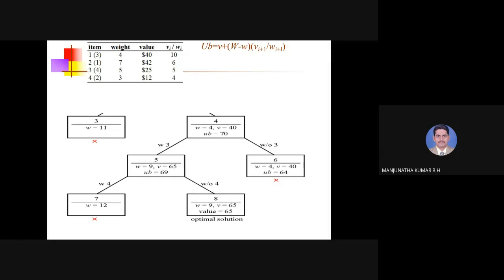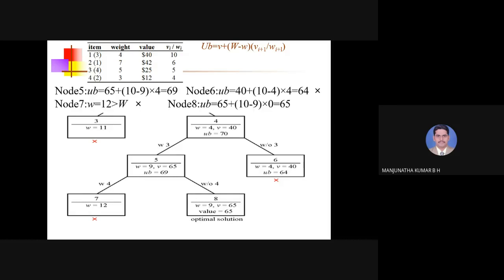So in node 5, the value is equal to 65. Calculate the upper bound using the same formula. You can observe node 5: the upper bound is 65 plus 10, the maximum capacity, minus how much weight is placed till now, 9. 10 minus 9 is the remaining capacity, into the profit ratio of the next item, 4. That is the fourth item. There is only one item left now. What is the value of this equation? 69. So the upper bound value is 69 now.